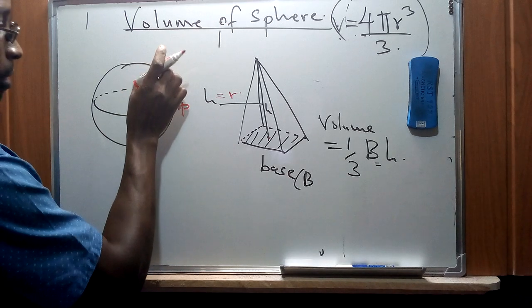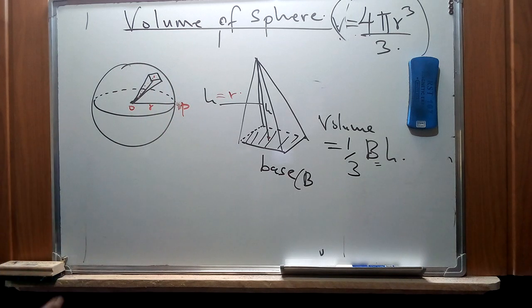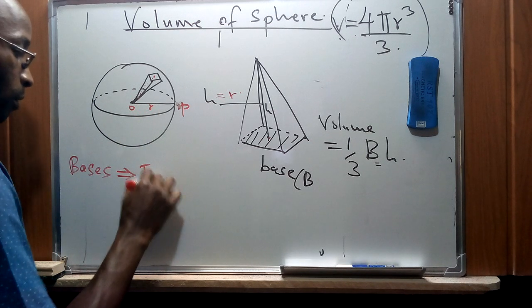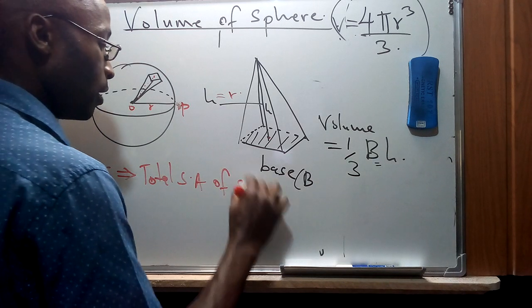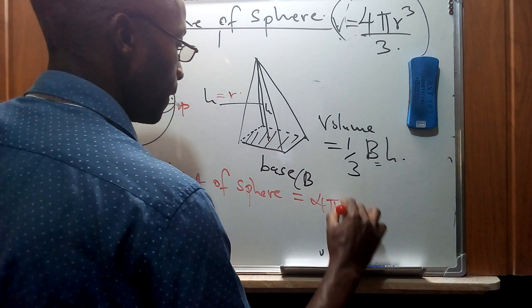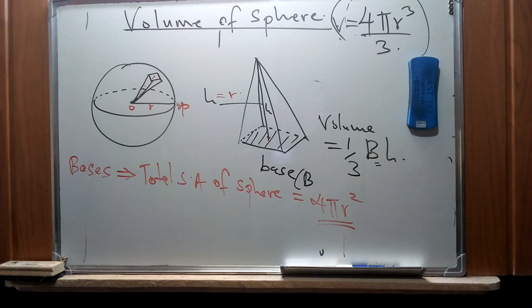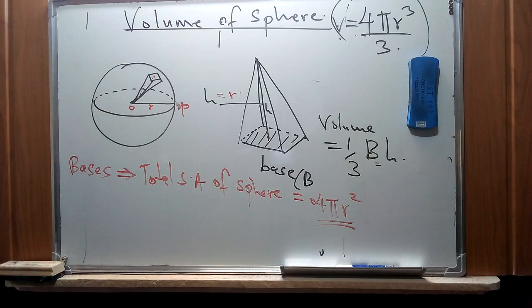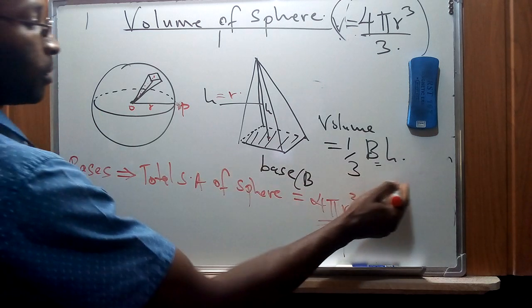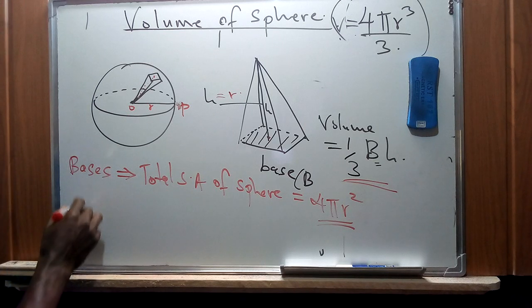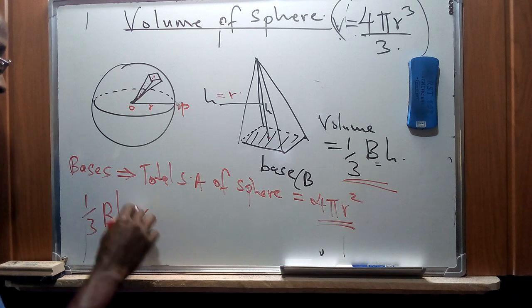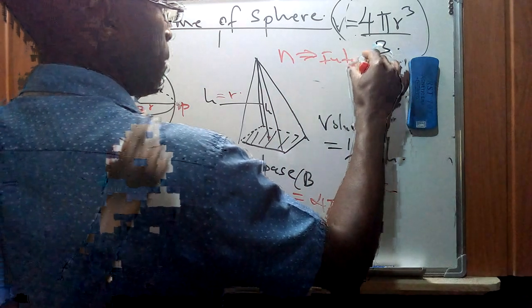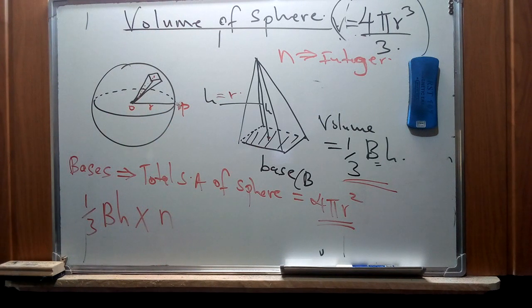In essence, if you look at the bases of this pyramid, a number of pyramids are used to form that particular sphere, therefore the bases of the pyramids will form the total surface area of the sphere, which we have given as 4 pi r squared. So I'm trying to give a relationship between the surface area of a sphere and the surface area of the bases of the pyramids. But suppose we wanted to find the volume of this sphere, then we will have to exploit the volume of a pyramid, which is a third BH. Now suppose there are n pyramids, n representing an integer, which make up the total volume of that particular sphere.